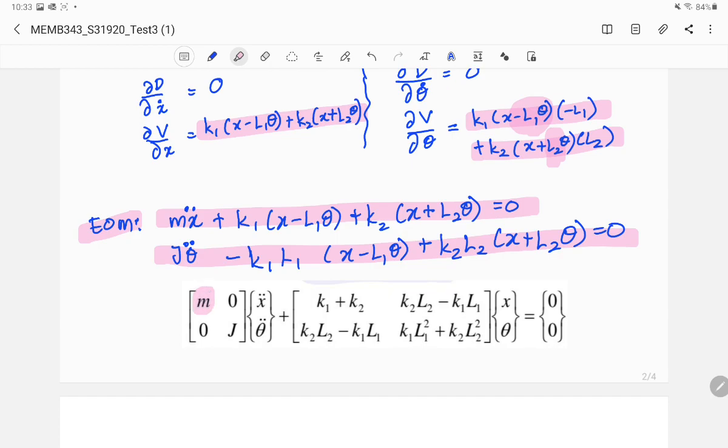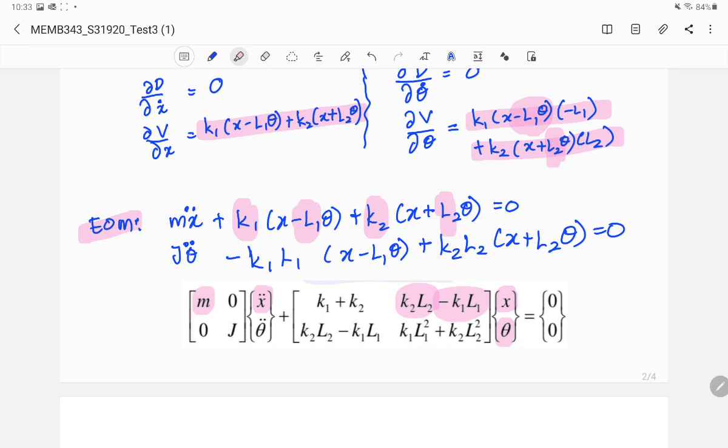You can see that this is m times x double dot plus k1 x, so you collect the terms for your x here. In your first equation, for the x term, you have k1 and k2. And for your theta term, you can see that you have k1 L1 as a negative, and also you have k2 L2 as a positive. So that's why you get that.